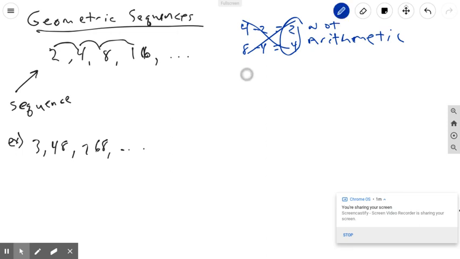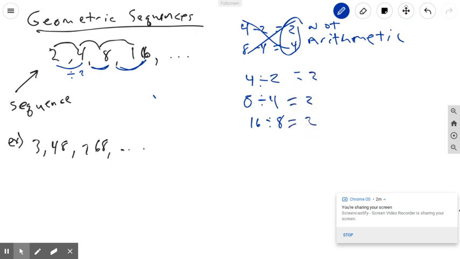Maybe what happens if I did 4 divided by 2, and then do the same thing here and here? Let me see if I actually get something. So 4 divided by 2, and then 8 divided by 4, and then 16 divided by 8. When I do that, I get 2. I get 2. I get 2. Wait a minute, I have another common number here.